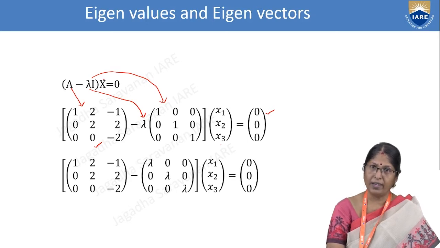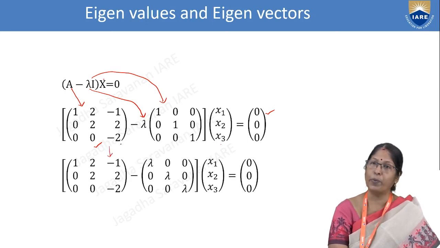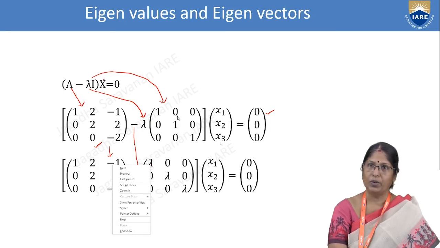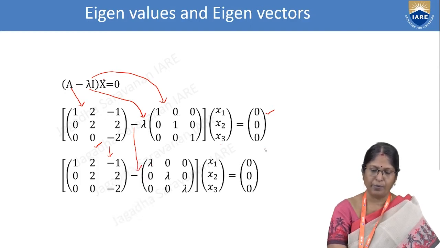Now, A is copied as it is, the minus is also copied as it is, and lambda we take inside, that is lambda into 1, lambda. We know lambda into anything multiplied with 0 gives 0. So only the elements on the principal diagonal remain: lambda into 1 is lambda, lambda into 1 is lambda, lambda into 1 is lambda. So x1, x2, x3 equal to the 0 vector.